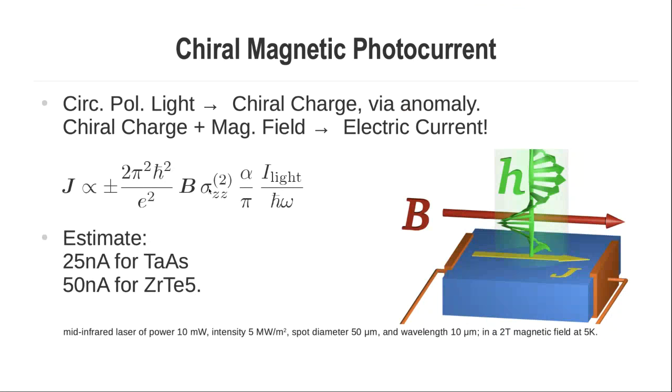So let me put it this way. If you want to calculate it from band structure, the easy way to do it would be to calculate sigma zz2, which is the coefficient of magnetoresistance, the quadratic magnetoresistance coefficient. If you calculate that from the band structure, then you can just plug it into this expression.